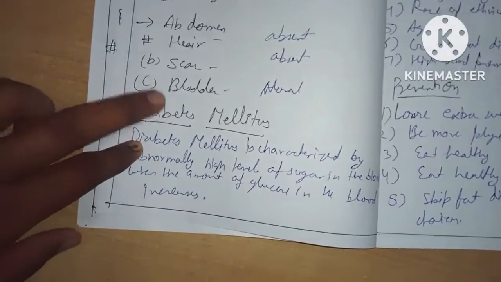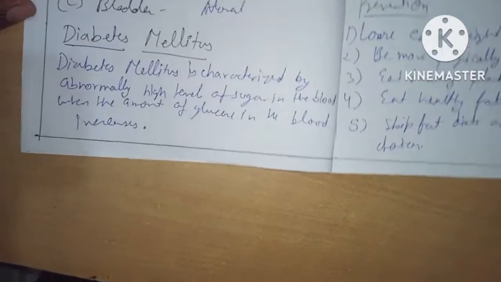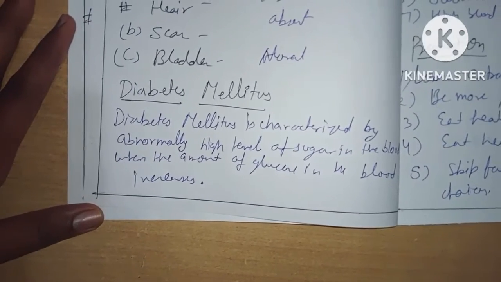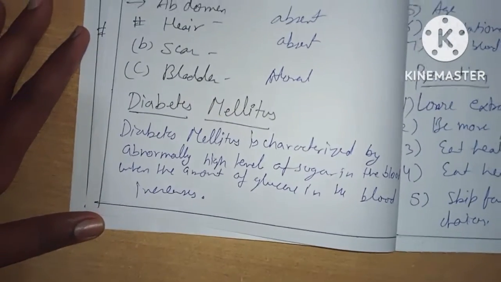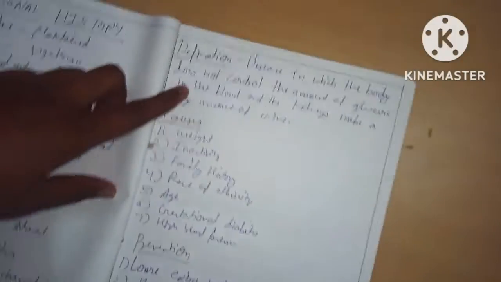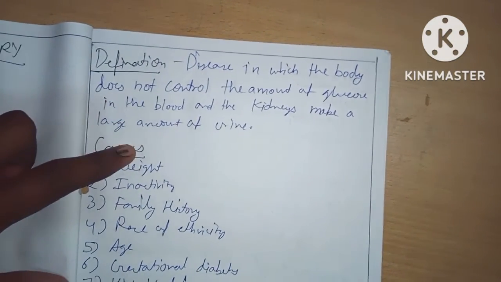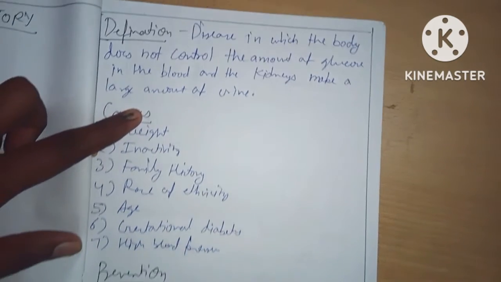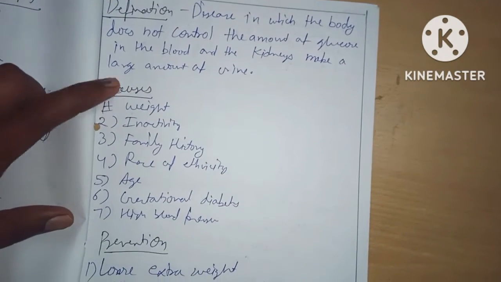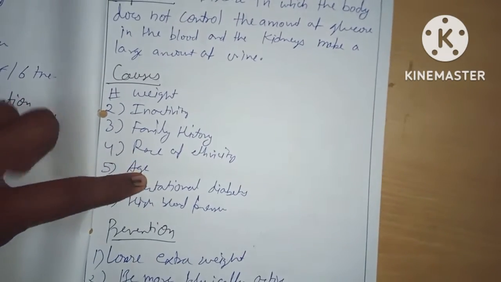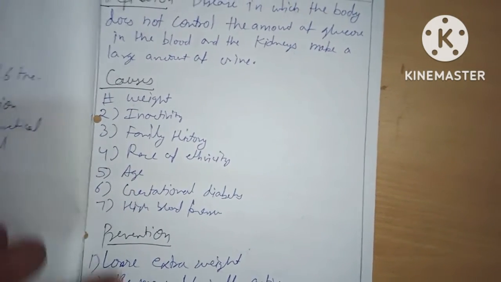Then we have to write the definition of diabetes mellitus in the case study. Diabetes mellitus is characterized by an abnormally high level of sugar in the blood, when the amount of glucose in the blood increased. This is introduction. This is definition. In this the body does not control the amount of glucose in the blood and kidneys make a large amount of urine. Causes: weight, inactivity, family history, race, age, gestational diabetes, high blood pressure.